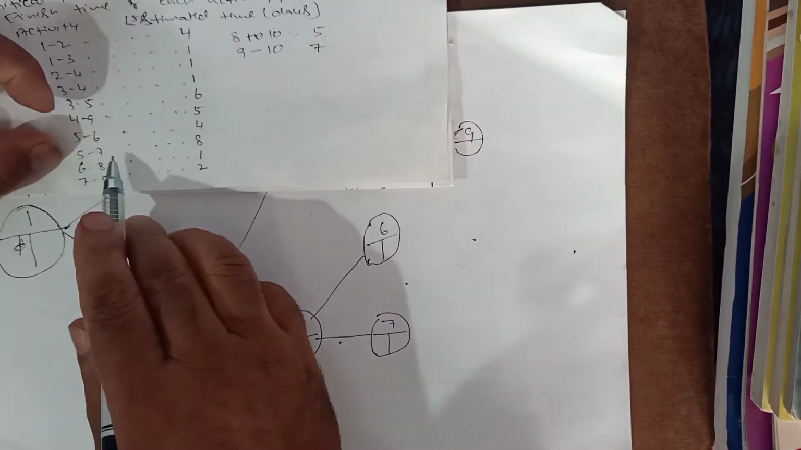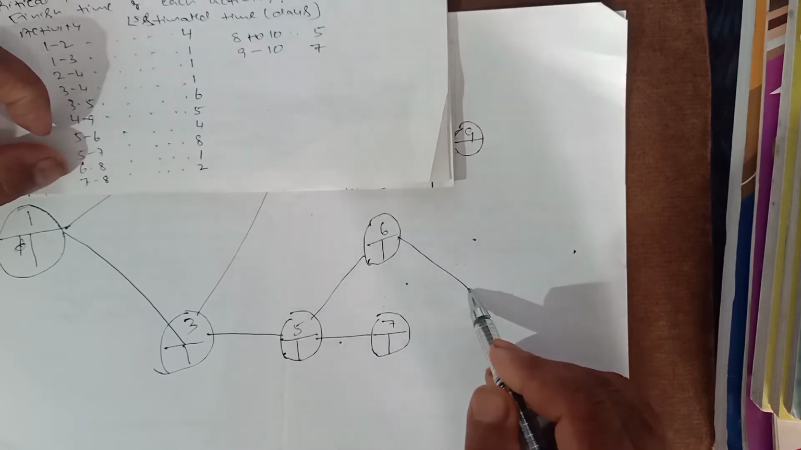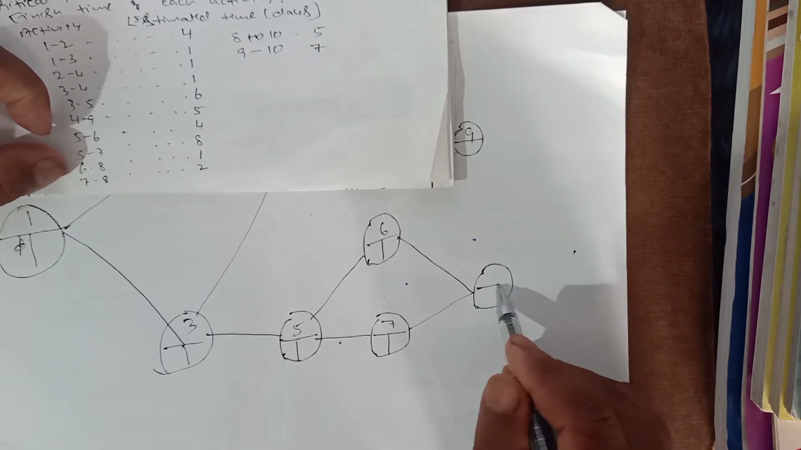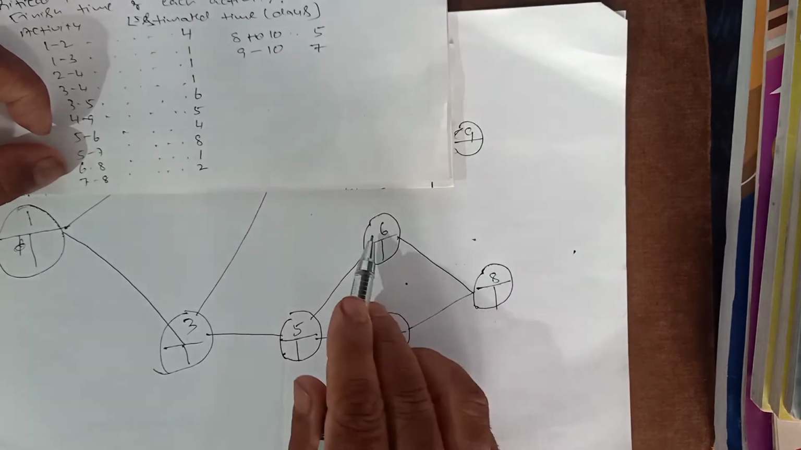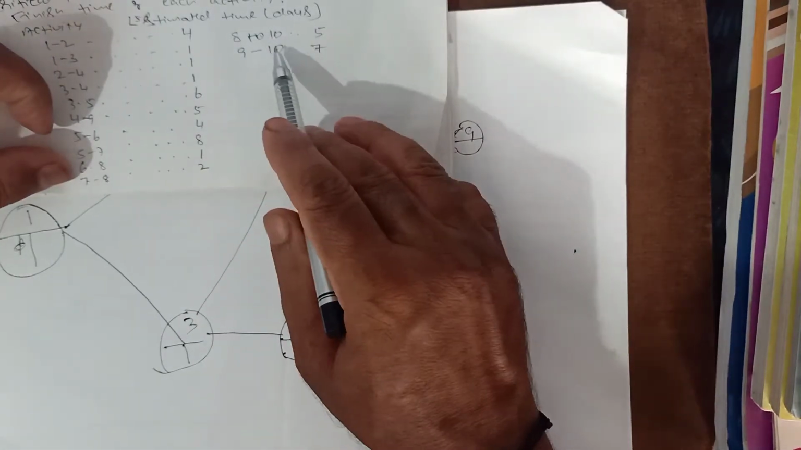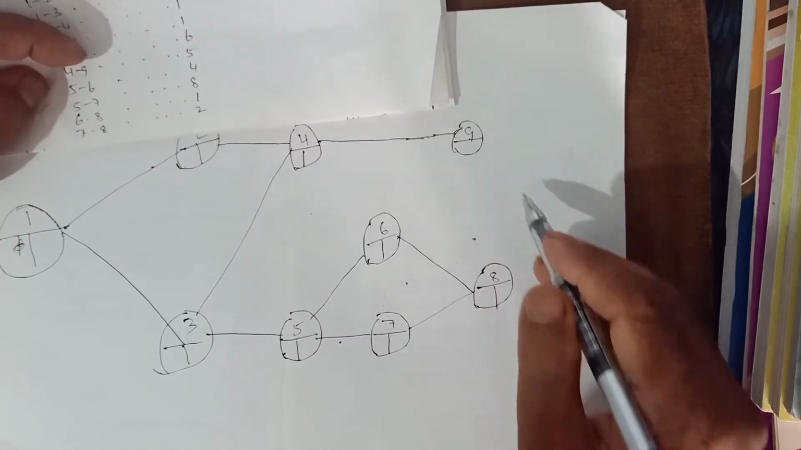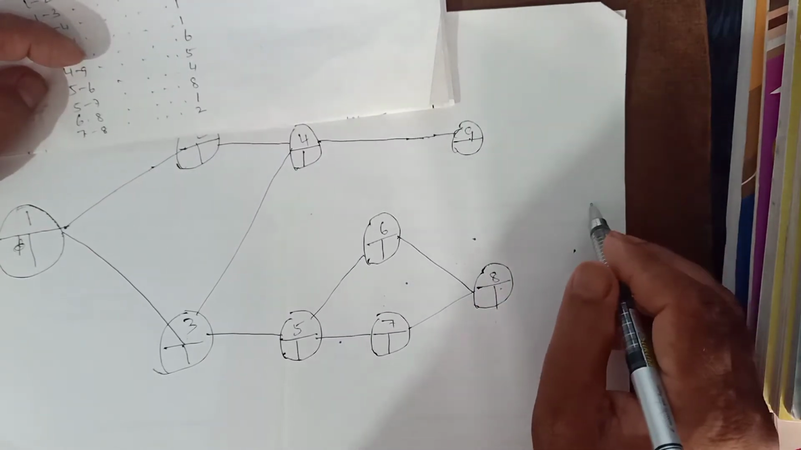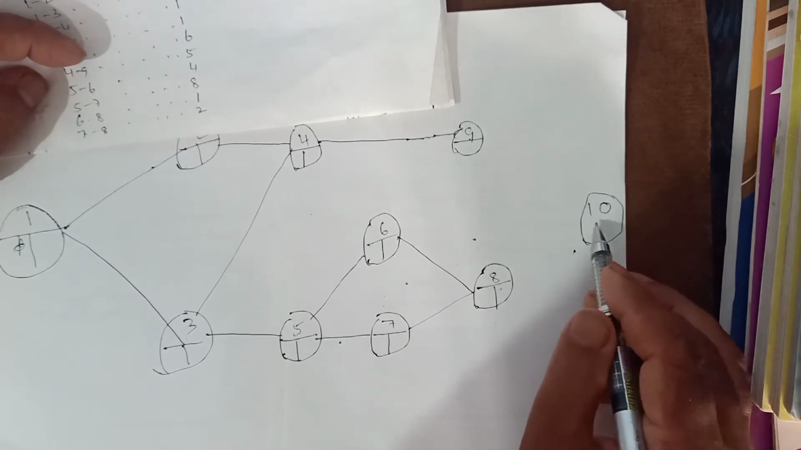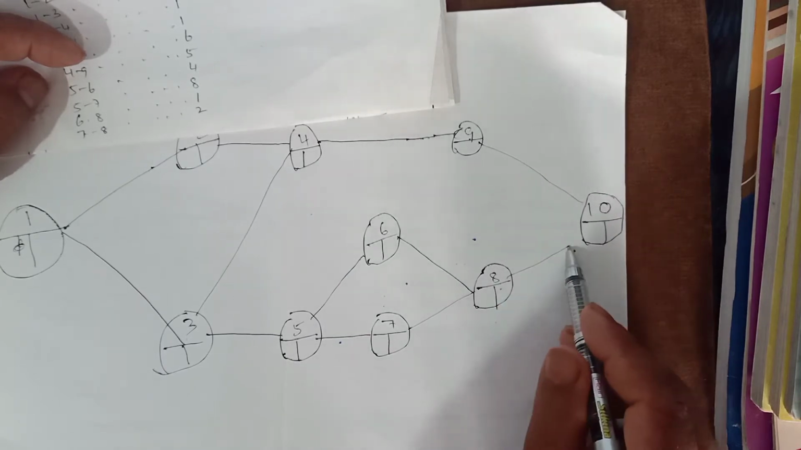Then 6 to 8, 7 to 8, and 8 and 9 are merged into activity number 10. So this is 8, this is 9, and this will be 10.